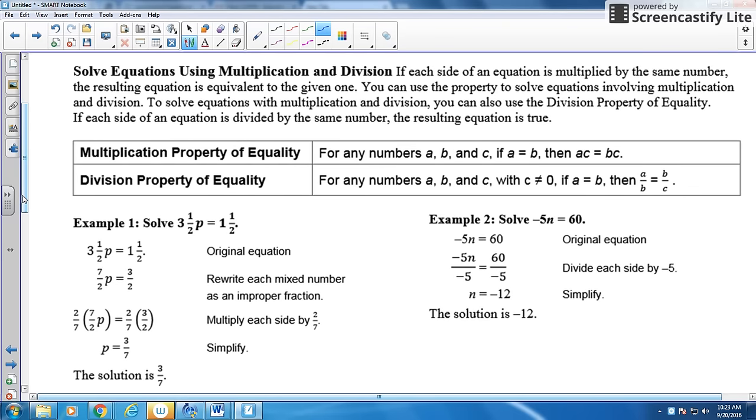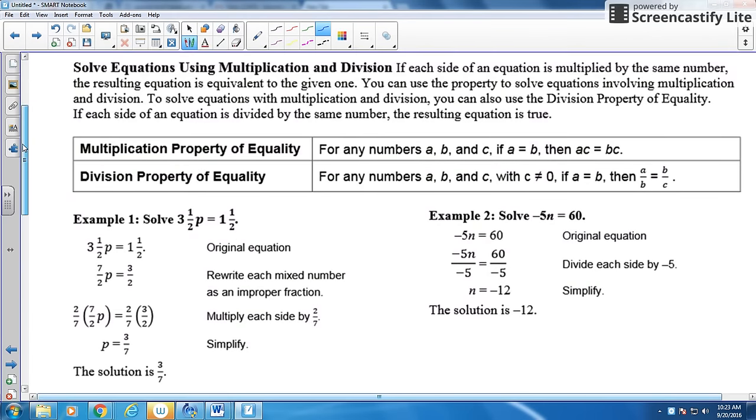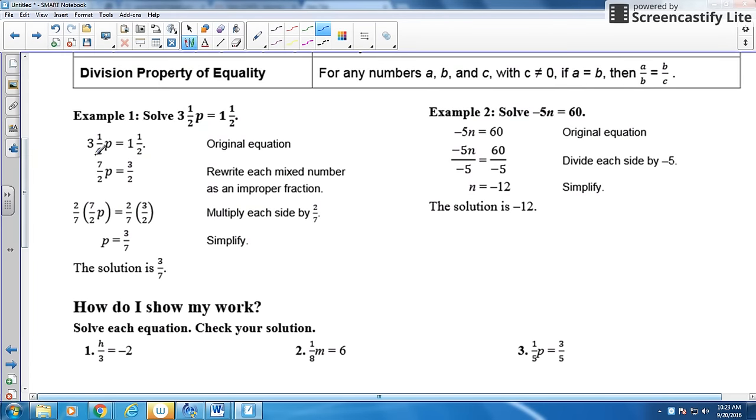Okay, so the same thing really applies with multiplication and division. If you multiply both sides by the same number, you've created an equivalent equation. And if you divide both sides by the same number, you've created an equivalent equation. So let's look at some examples here. If we have 3.5p equals 1.5, first we can convert 3.5 to a mixed number or an improper fraction, 7/2.